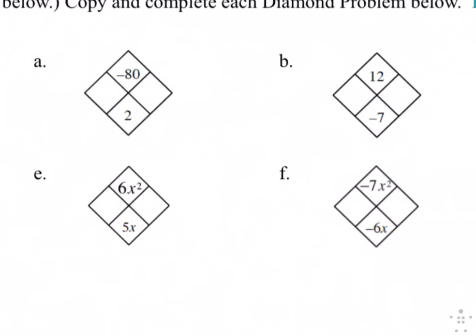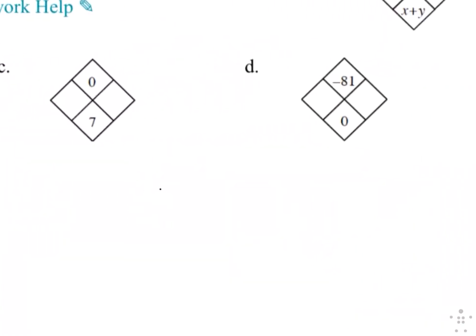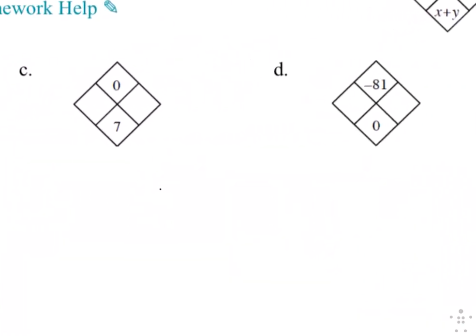Let's make space, slide this over, and let's do C and D. Okay, so C, it's something times something gives me 0, right? So clearly one of the numbers is 0. And then added gives me 7, so 7 plus 0 is 7.